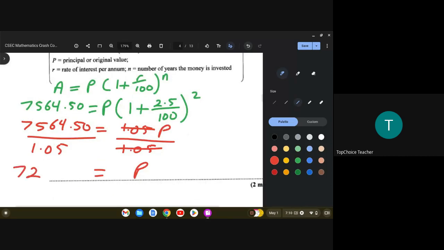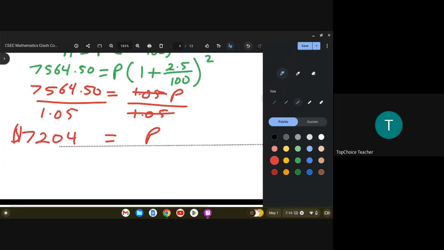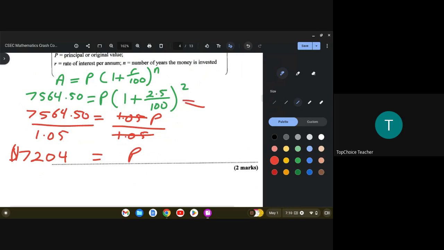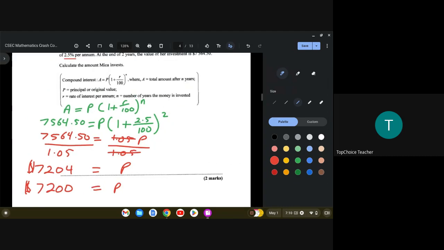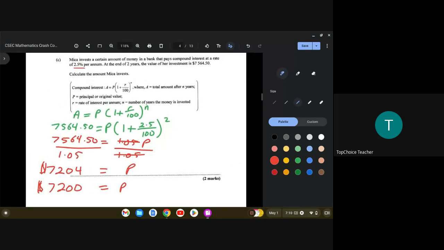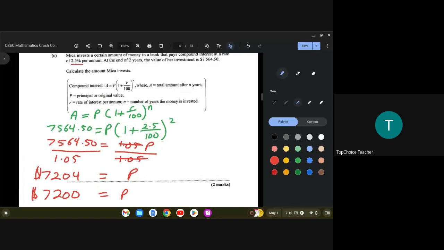7,204 and 3 cents. But let's be real, she maybe really went in there because we have approximated this thing here. She maybe really invested around $7,200. That was how much she probably really invested. This is for those who need to take steps. So this is the answer, around $7,200. And does that make sense to you?